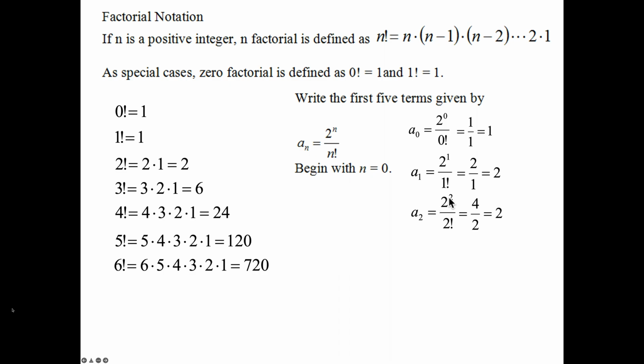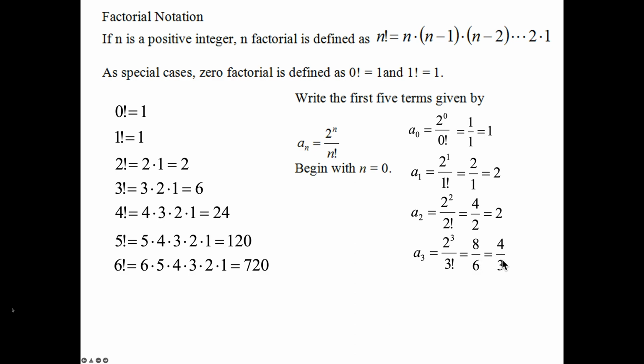A sub 2, 2 to the 2nd power, 4. 2 factorial is 2. 4 divided by 2 is 2. Find a sub 3, 2 to the third, 8. 3 factorial, 6. 8 over 6, which reduces to 4 thirds.